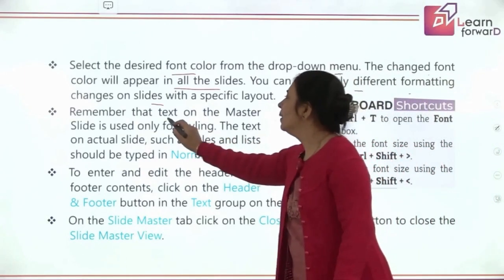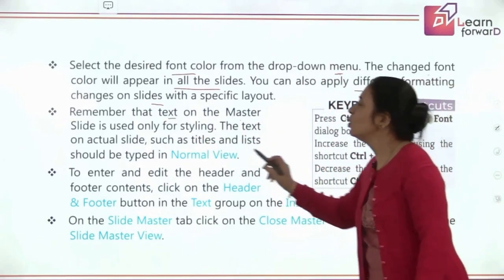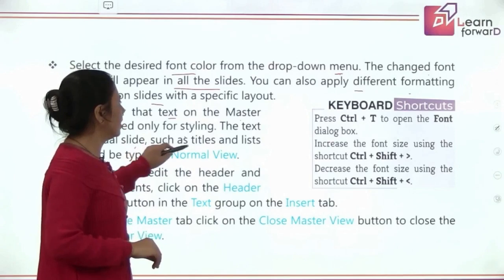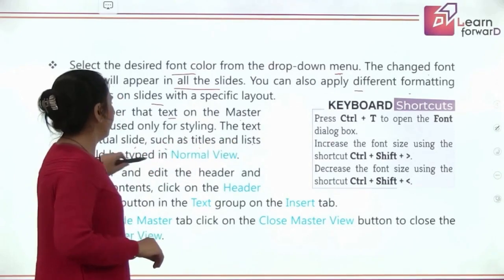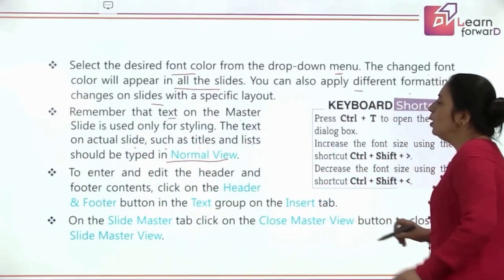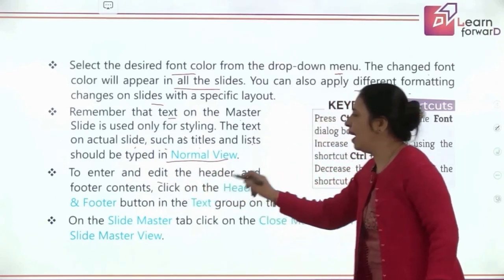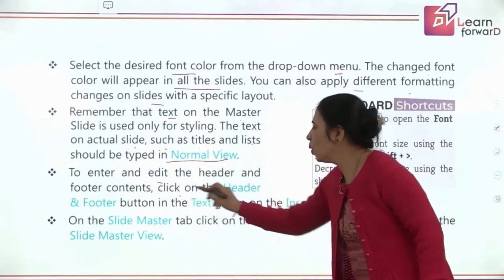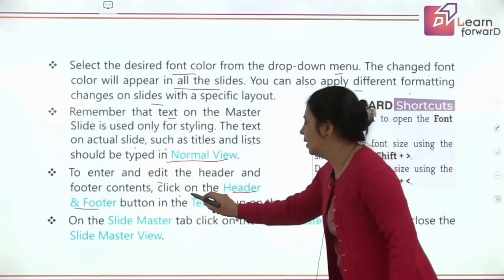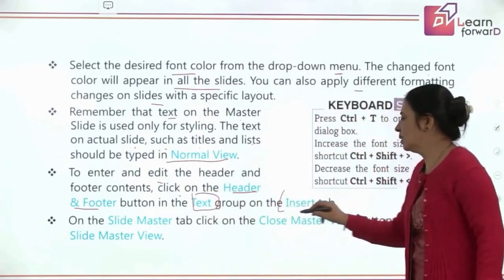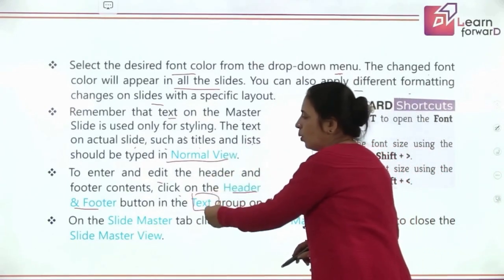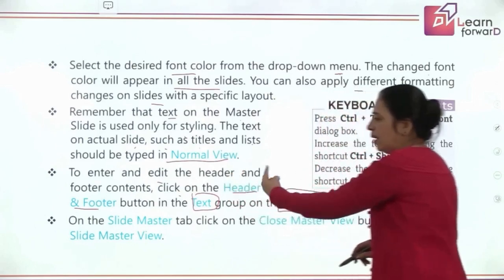Always remember that text on the master slide is used only for styling, and the text on the actual slide, such as the titles and lists, should always be typed in Normal view. Right, children? And then to enter and edit the header and footer content, click on Header and Footer. There is a Header and Footer button which exists in the Text group on the Insert tab. That means first you will go to the Insert tab, then go to Text and there you will find the Header and Footer button.